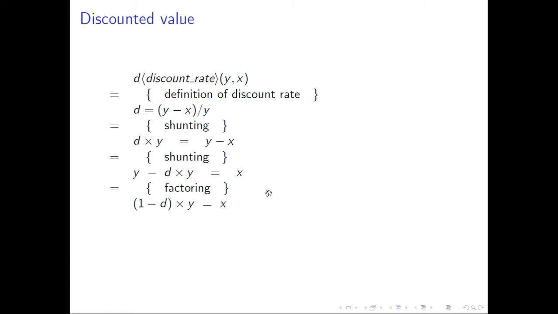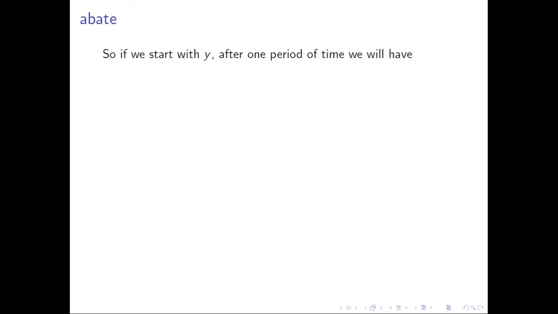So we can see right there that given the accumulated value, to obtain the discounted value, we multiply by 1 minus D, where D is the discount rate. Because the expression 1 minus D pops up a lot, we will give it a name and call it dfac D. So using that name, we now see that dfac D times Y is equal to X.